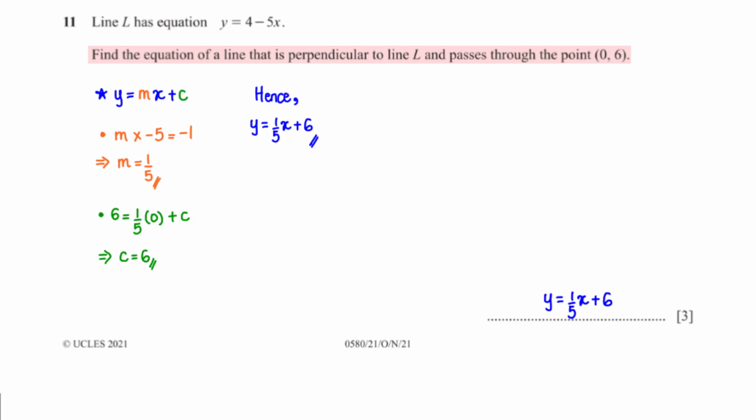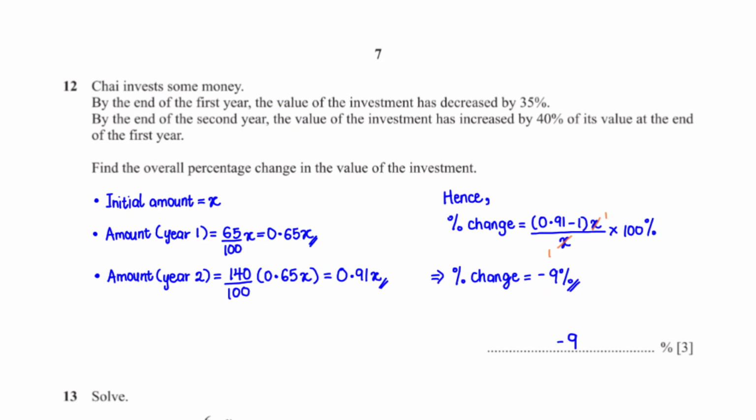To get the value of c, we plug in the value of m and the given coordinates (0, 6) into y equals mx plus c. This gives us c equals 6. Now that we have the values of m and c, the equation of the perpendicular line is y equals 1/5 x plus 6.